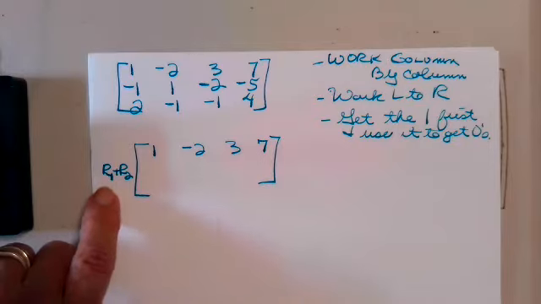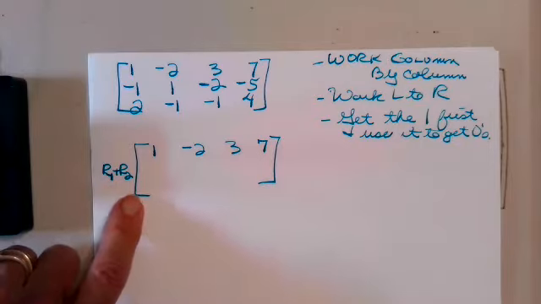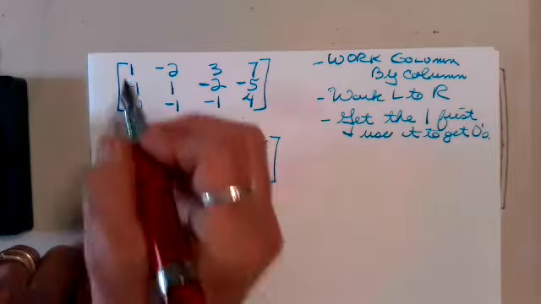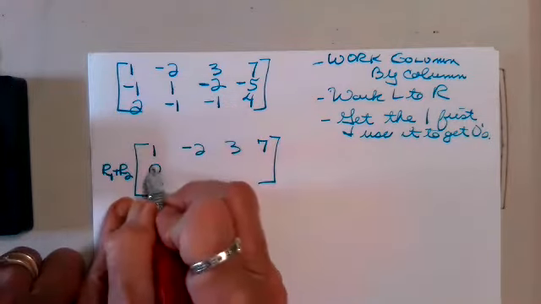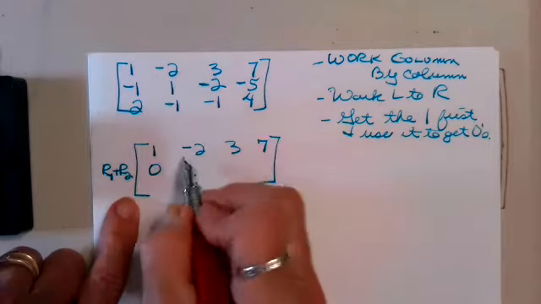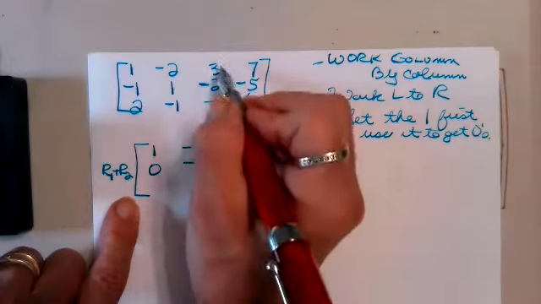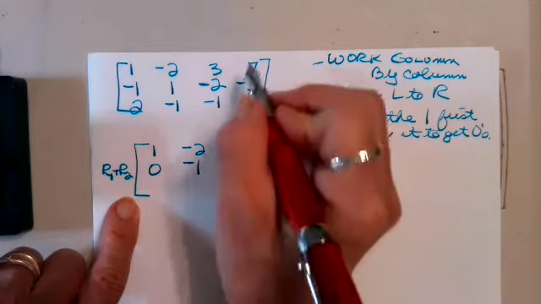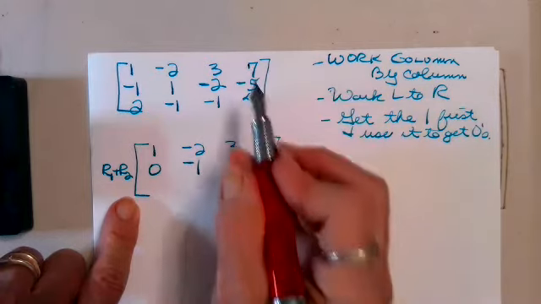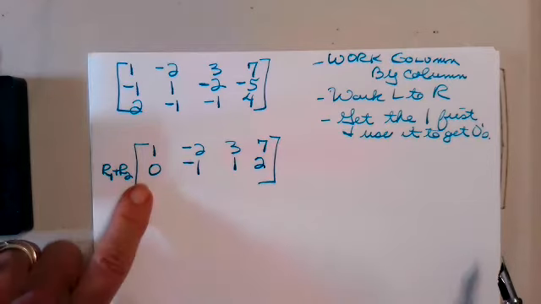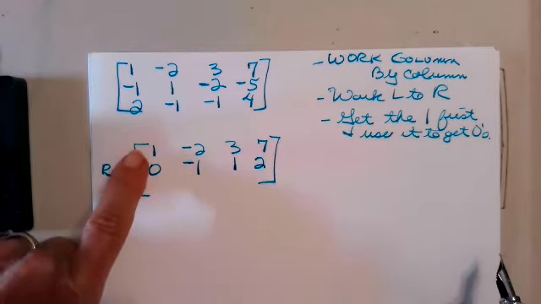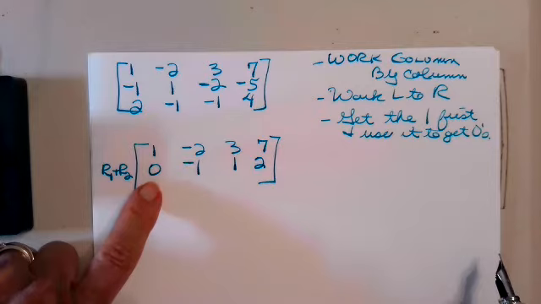I'm taking row 1 and I'm adding it to row 2. Okay, so then I do that entry by entry. So 1 plus 1 is 0. Minus 2 and 1 is minus 1. 3 and 2 is 1. 7, that's a 7 up here. 7 and minus 5 is 2. Okay, so we got the 1 and we used it to get a 0 here.